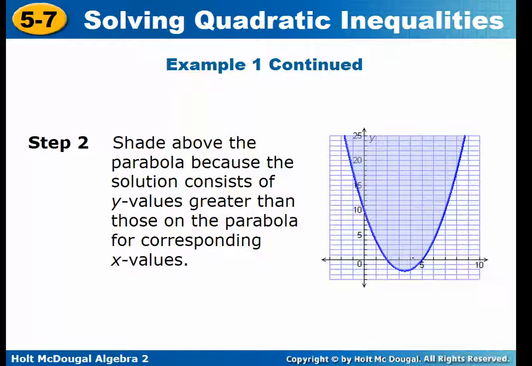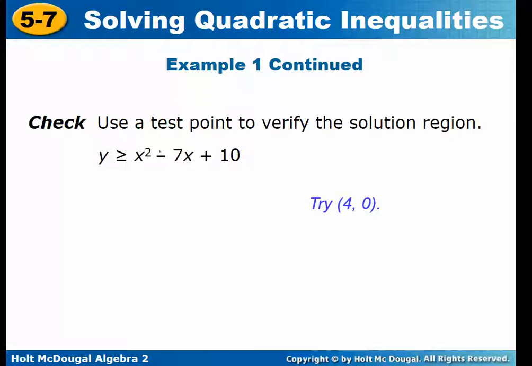You want to check a point that's where you think is inside the shaded region. So they picked 4, 0. You could also pick a point like 0, 0 that's outside the shaded region, and then you could make sure that it doesn't work. But they picked 4, 0, which was inside the shaded region, and they want to make sure it works. So you replace y with 0, and you replace x with 4, and you just simplify.